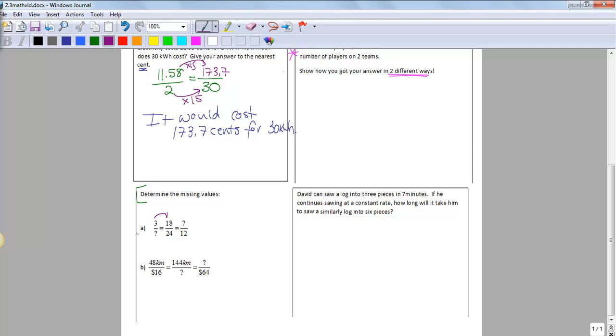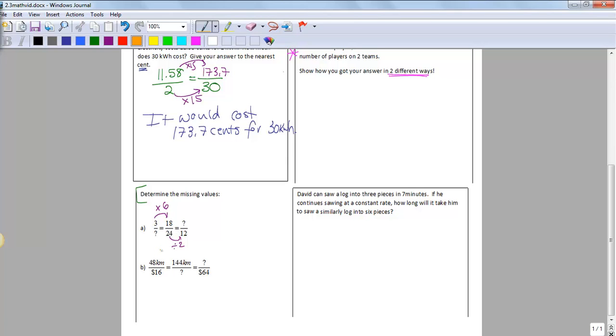Now, to get from 3 to 18, this one might be pretty easy for you. Take a look at the bottom, to get from 24 to 12. So let's see what happens. To get from 3 to 18, I have to multiply by 6. To get from 24 to 12, I divide by 2. So that means this first fraction is going to be smaller than the middle one, and the last one is going to be smaller than the middle one.